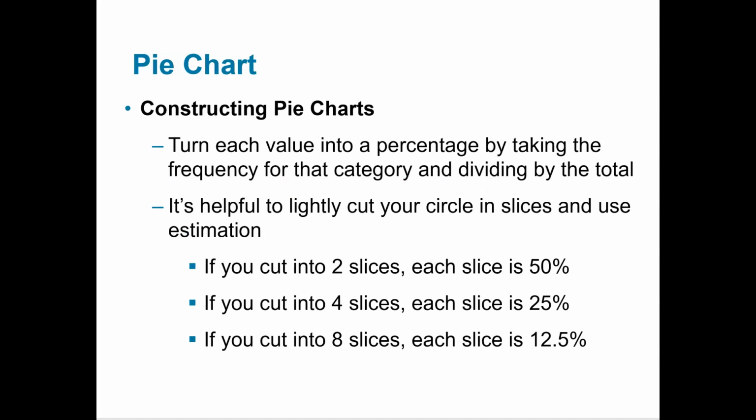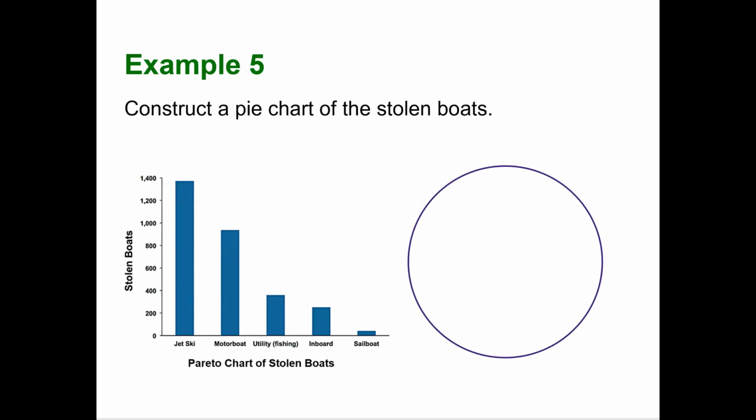Now, constructing pie charts can be a little difficult, but we want to turn each value into a percentage. We talked about this earlier, so make sure to check out, I believe it was section 1.1, by taking the frequency for that category and dividing it by the total. And then I like to lightly draw, and I can't lightly draw on this, but I can erase when I'm done. I like to look at the slices to make sense of what 50% looks like, 25%, etc. We'll check it out in this example, where we construct a pie chart of the stolen boats.